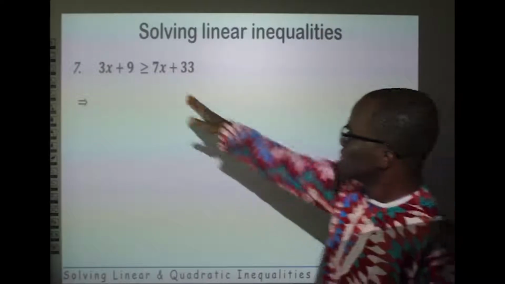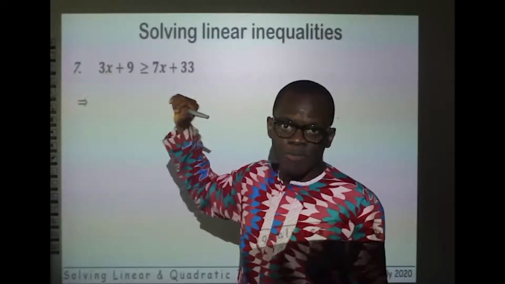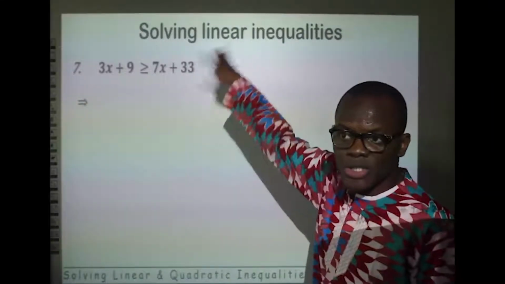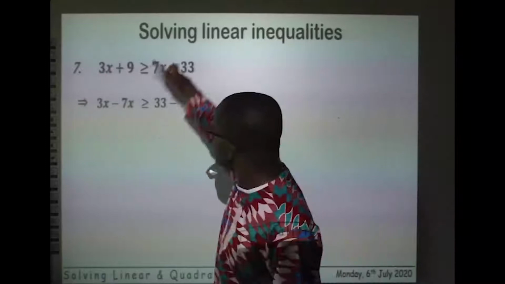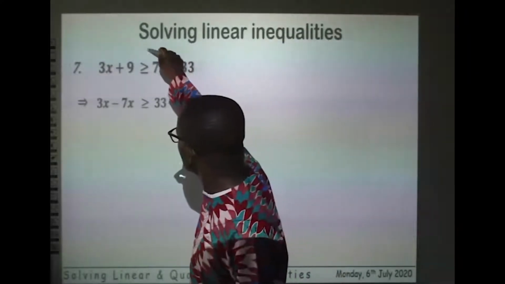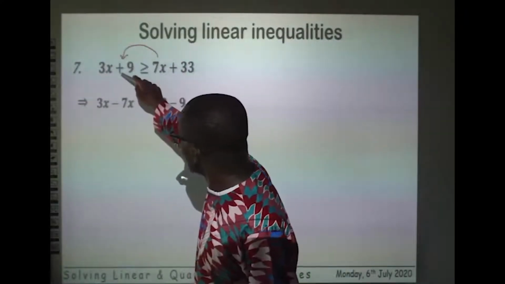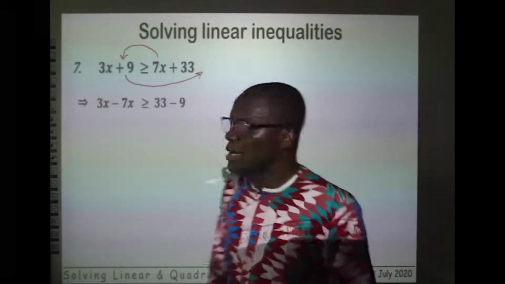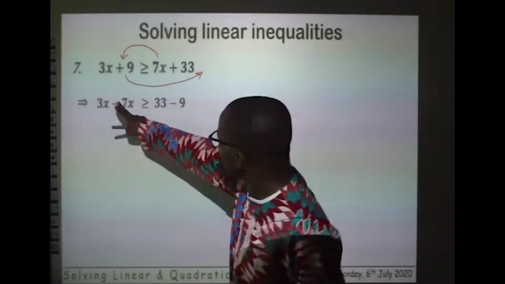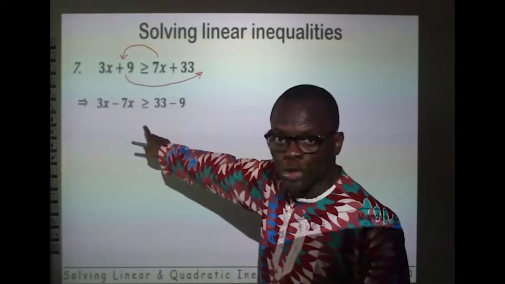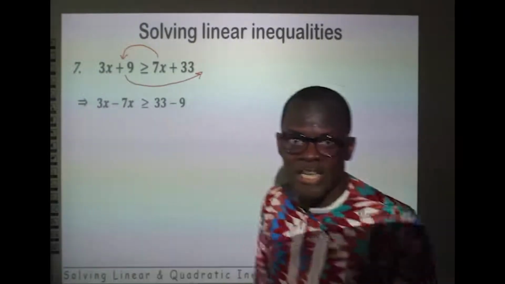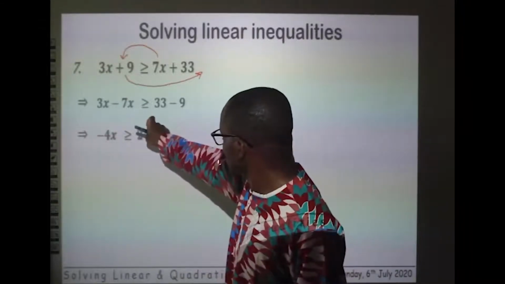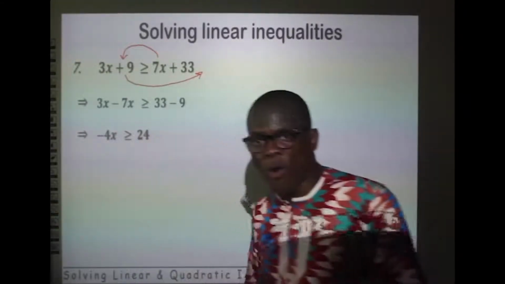Number 7 now. Again, you collect like terms, put all the x's to the left hand side, and then the constants or the numbers to the right hand side. And then when you do that, the 7x on the right hand side moves to the left hand side, becomes negative. And the plus 9 on the left hand side goes over to the right hand side, and then it becomes negative. So you have 3x minus 7x is greater than or equal to 33 minus 9. 3x minus 7x gives you minus 4x, and 33 minus 9 gives you 24.